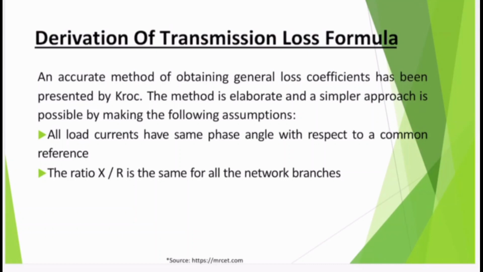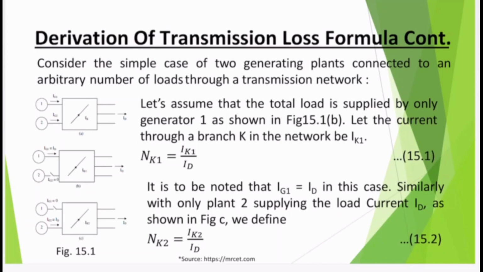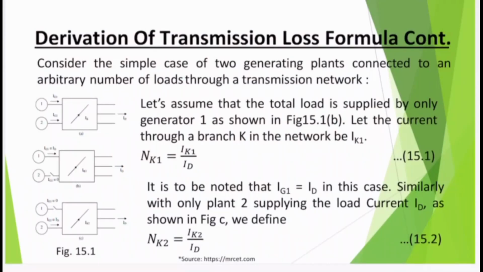Now to derive, consider the simple case of two generating plants connected to an arbitrary number of loads through a transmission network. As you could see, on the left side of diagram 15.1, there are many generators connected. Here we have considered only two generators connected to a number of loads. The second and third diagrams, B and C, very clearly say that everything is being provided by generator 1 in the second case, and in the third case everything is provided by generator 2. So we disconnect generator 2 in the second case and generator 1 in the third case.